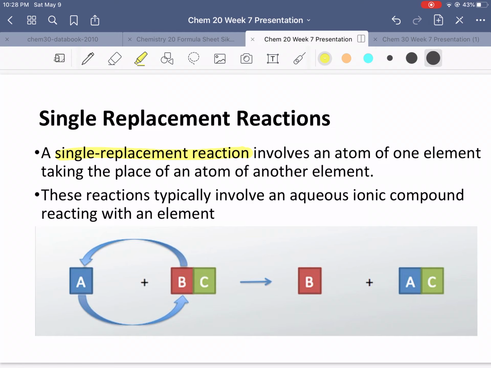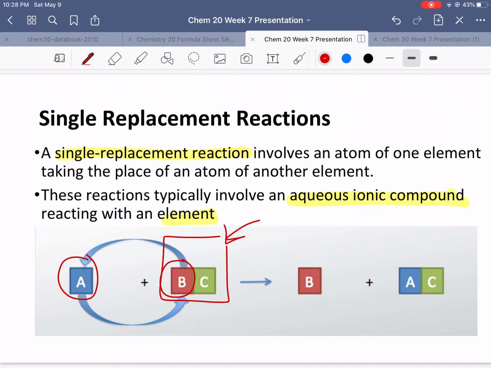Now, it is not the fact that we have a switching of one element for another. Let's say either the cations will switch places or an anion will switch places. Fine, that's fine. Here's the key thing that's forgotten. They will involve an aqueous ionic compound reacting with a single element. In other words, this reactant is going to be aqueous. It will not necessarily tell you that in a question. You need to know that.